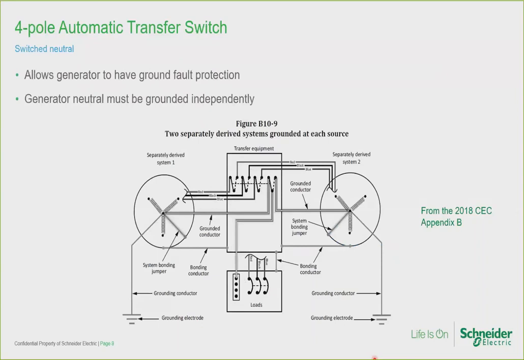One solution to this problem is to use a 4-pole automatic transfer switch. That is an ATS with a switched neutral. So here are the 3 phases ABC switched, and here's a switch for the neutral. This allows the generator to have ground fault protection, which is a code requirement for 600 volt systems when the generator breaker can be set to 1000 amps or more. With 4-pole ATSs, the generator neutral must be independently grounded at the generator, as is shown in this drawing excerpted from Appendix B of the 2018 Canadian Electrical Code.